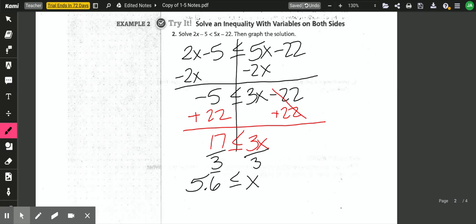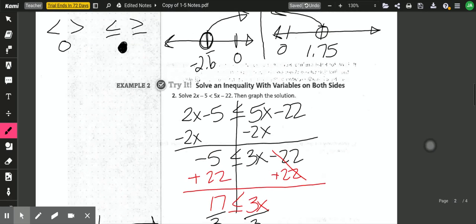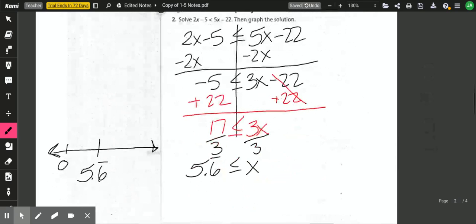All right, now let's start with the graphing, then I'll talk to you about our answer and how it's a little bit different. So I'm going to start by putting a line for 5 2/3 and a line for 0, just so I have a reference point. I have an equal to symbol underneath, so this time I need to use a solid circle or filled in circle.